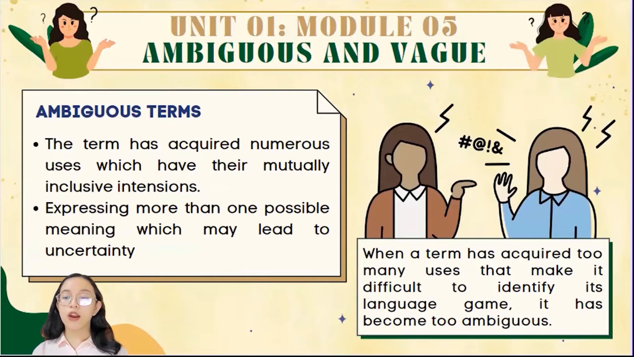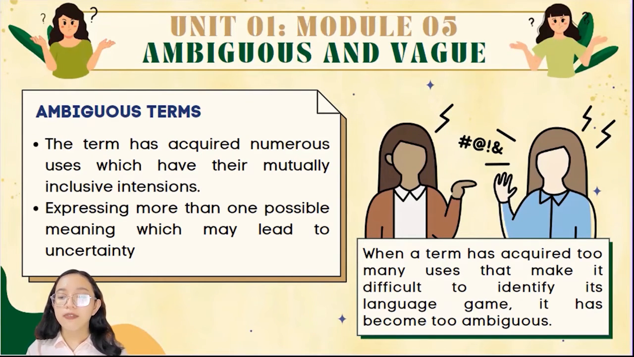According to our book, there are two wrong ways to use a term, either using it ambiguously or vaguely. First, I would be discussing how we can identify ambiguous terms. We all know that a term has a variety of uses and different language games, which was mentioned by the previous reporters. However, what happens when a term acquires too many meanings and it becomes difficult to identify which among its variety of uses the speakers or writers are pertaining to? And that is when a term becomes ambiguous.